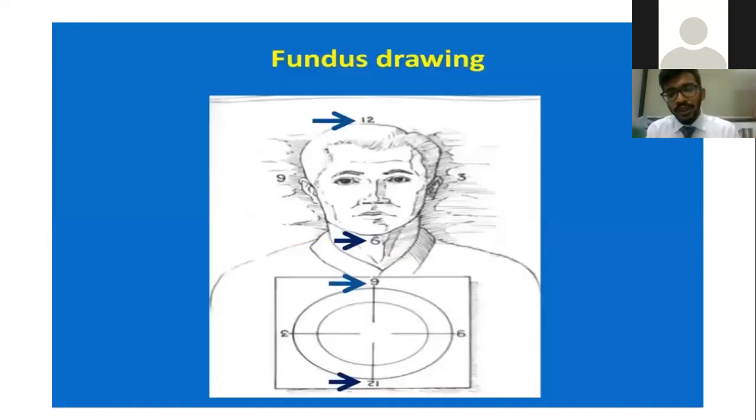Now, how should you position the Amsler chart while examining? The Amsler chart should be inverted and reversed. So if you see, the 12 o'clock is at the lower end, the 6 o'clock is at the upper end, and the 3 o'clock is at the eye you are examining.